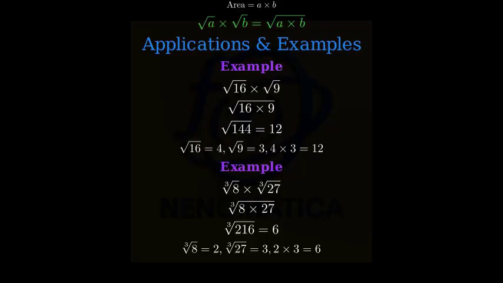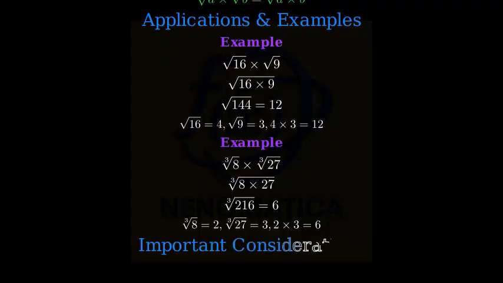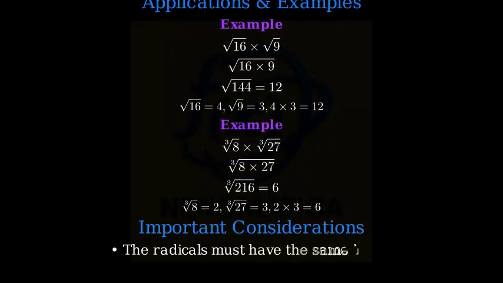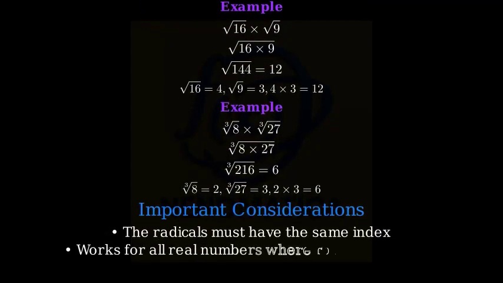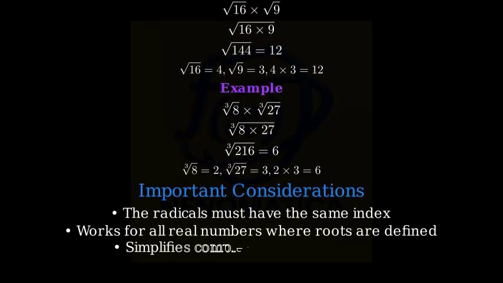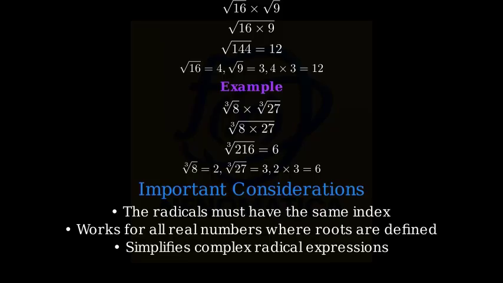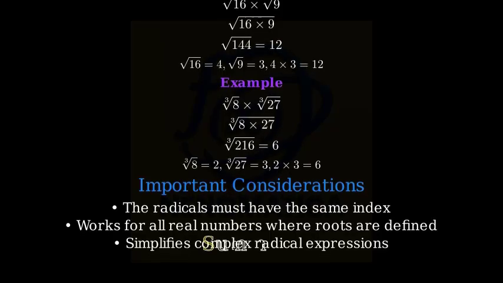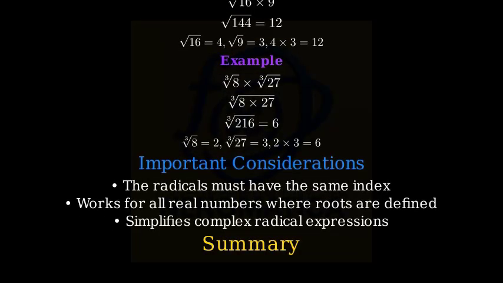It's important to note some key points when using this law. First, the radicals must have the same index for this law to apply. Second, this law works for all real numbers where the roots are defined. Finally, understanding this law makes simplifying complex radical expressions much easier. In summary, the first law of radicals states that when multiplying radicals with the same index, we can multiply what's inside and keep the same radical.